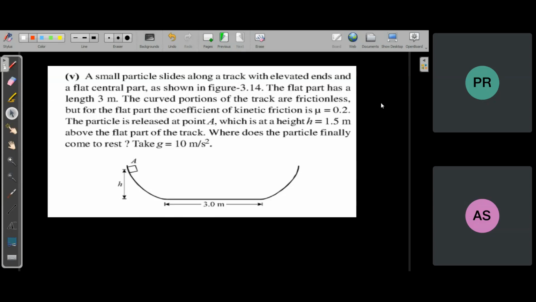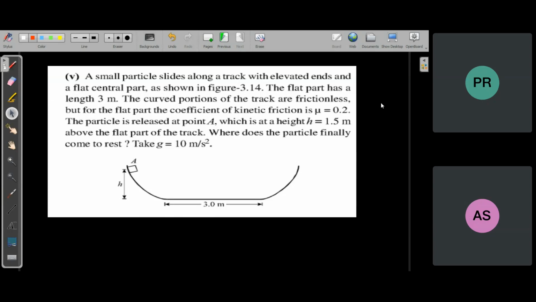So the equation will be half mv square equals to mgh, no, sir. The question: a small particle slides along a track with an elevated curved part and a flat center. The curved part is frictionless, and the flat part has a coefficient of friction. What is the height? Where does the particle finally come to rest? Okay, so you are saying half mv square is equal to mgh. From this, what will you get?